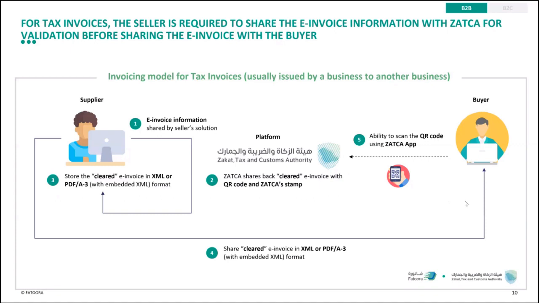For B2B invoices in phase 2, is the QR code generated by ZATCA, or by the invoice solution? I can see in step 2, ZATCA is going to share back the cleared invoice with the QR code and the ZATCA stamp.